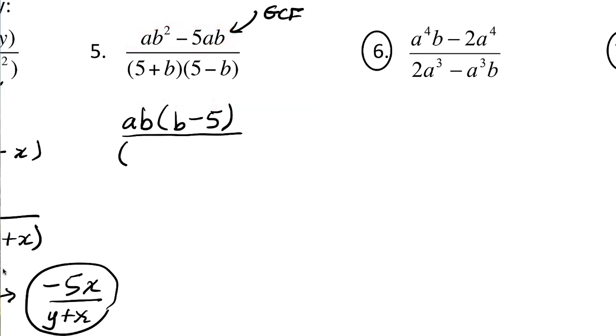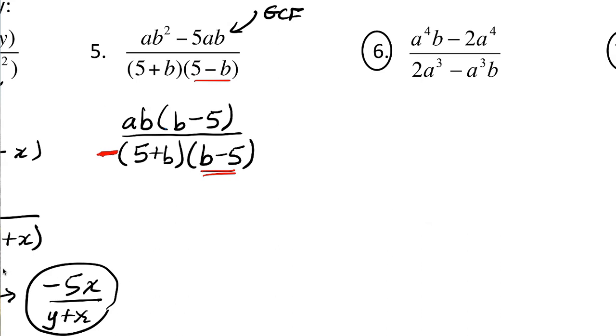The denominator is already kind of factored for us, but notice this b minus 5 is not the same as 5 minus b. So we have to use that same tactic of pulling out a negative. So that would be 5 plus b. I'm going to put a negative out in front here. I'll make it red so you see it. And I'm going to flip this to be b minus 5. So again, notice this changed right here from what it was originally because I pulled out a negative.